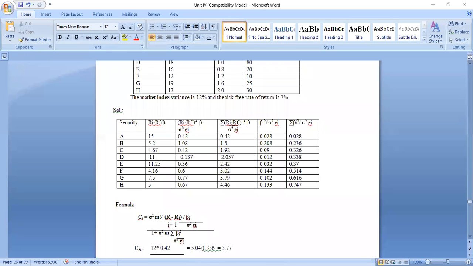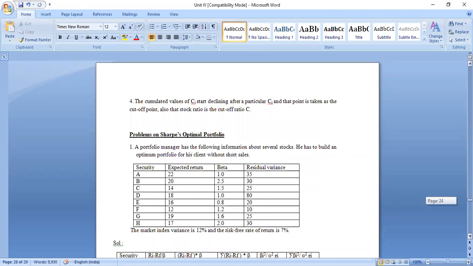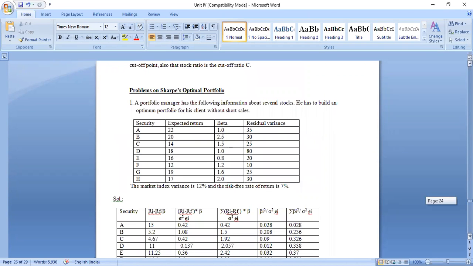So in yesterday's session, we were discussing Sharpe's optimal portfolio. In today's session also, we will complete this particular aspect of Sharpe's optimal portfolio. Then we will be completing the fourth unit of portfolio construction.